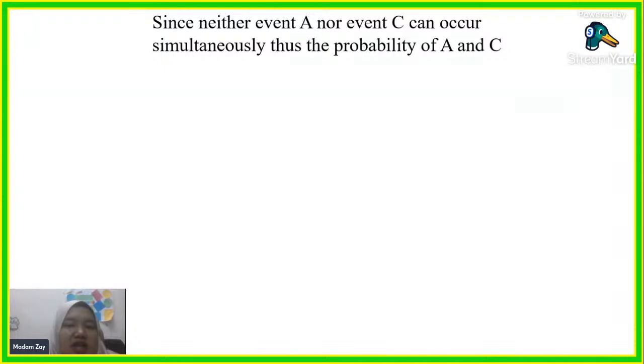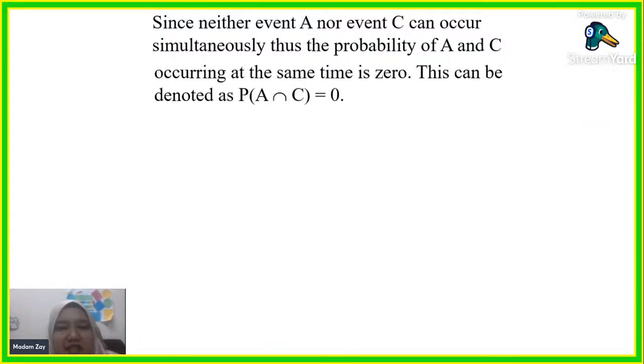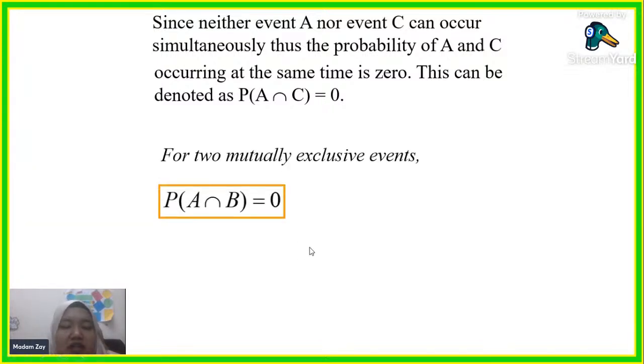Since neither event A nor event C can occur simultaneously, the probability of A and C occurring at the same time is 0. This can be denoted as the probability of A intersect with C is equal to 0. So there is no intersection. This means that for two mutually exclusive events, the probability of the intersection will be equal to 0.